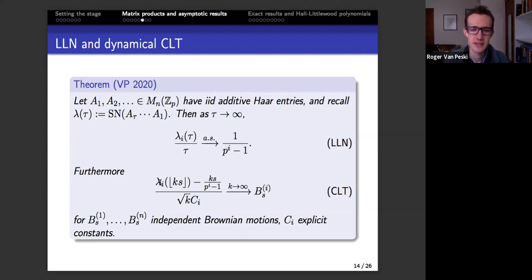So then the next result is sort of a functional central limit theorem. So if you subtract off the mean of these random walks, and so now you're looking at the random walk where you've rescaled time by this k, you've subtracted off the mean, and then normalized by root k times some explicit constant. So this is the scaling in Donsker's theorem. Then as k goes to infinity, this is going to converge to a standard Brownian motion. And furthermore, the fluctuations of each random walk are independent of one another asymptotically. So the fluctuations just look like n independent Brownian motions.